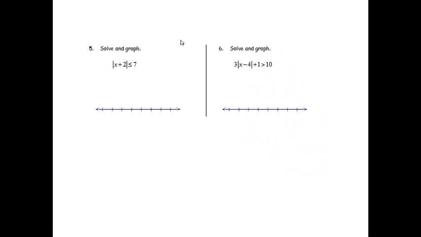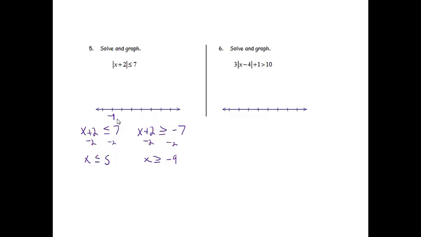All right, number 5, we're going to solve and graph, and we have absolute values. We have learned that we're going to write 2 different inequalities. We'll have x plus 2 is less than or equal to 7, or x plus 2 is greater than or equal to -7. Okay, and so we are going to go ahead and solve these. I'll subtract 2. I'll get x is less than or equal to 5. And then on this one, if we subtract 2, we'll get x is greater than or equal to -9.